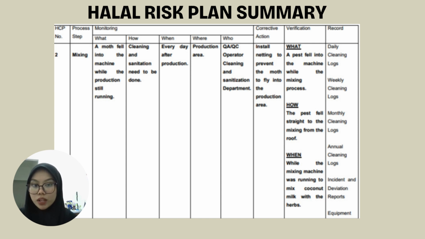A pest might fall into the machine during the mixing process, and how we want to prevent it. How it happened is the pest falls straight into the mixing from the roof. And the third one is while the mixing machine is running to mix coconut milk with the herbs. For the mixing part, the records are daily cleaning logs, weekly cleaning logs, monthly cleaning logs, annual cleaning logs, and incident and deviation reports.